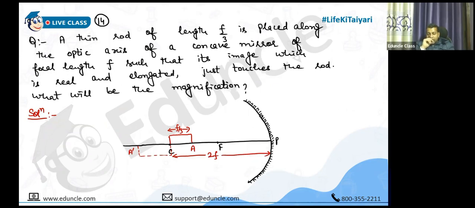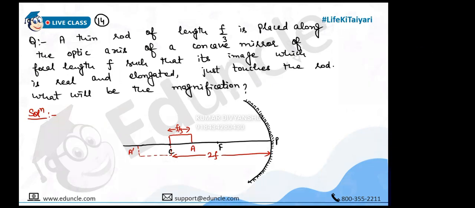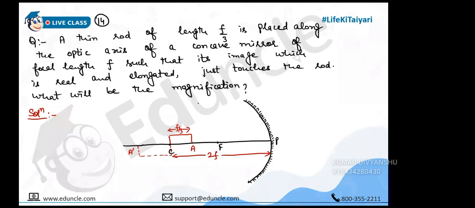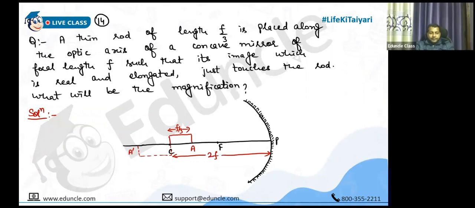It is only when the object is placed at C. It means one end of the rod should be at C, no? Only then the image will coincide. Right, sir. Clear? Yes, sir. So we cannot have any other case. Let me write the reasoning for this, with a different color.